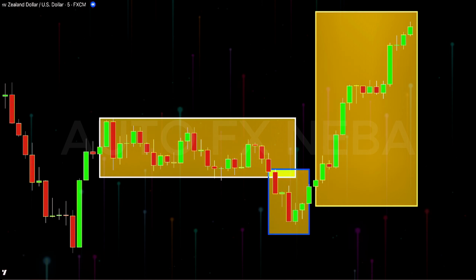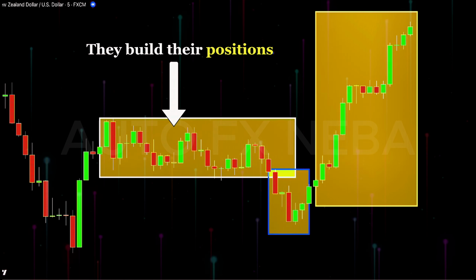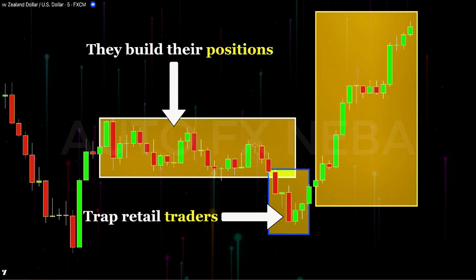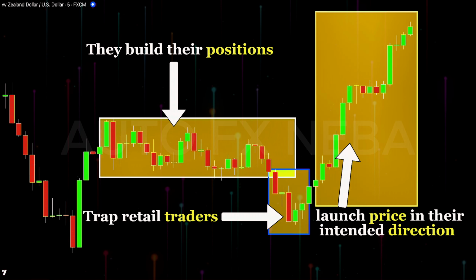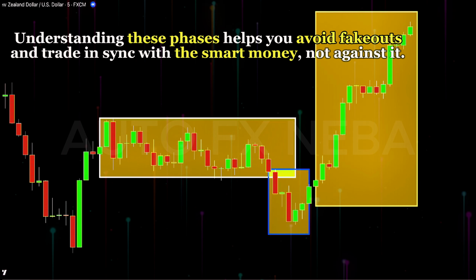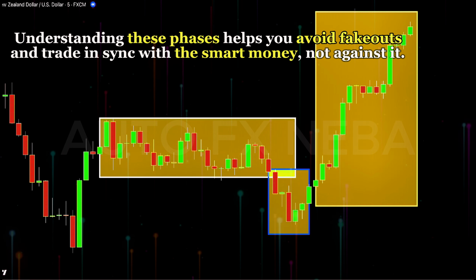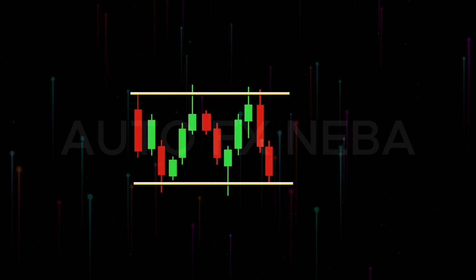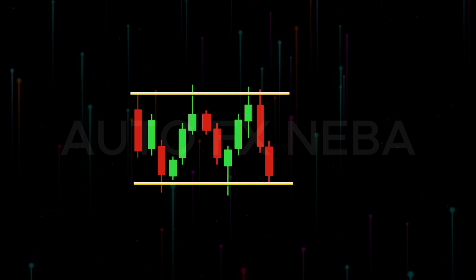It's a blueprint for how institutional traders operate. They build their positions, trap retail traders, and then launch price in their intended direction. Understanding these phases helps you avoid fakeouts and trade in sync with the smart money, not against it. Let's break down each phase so you know exactly what to look for.